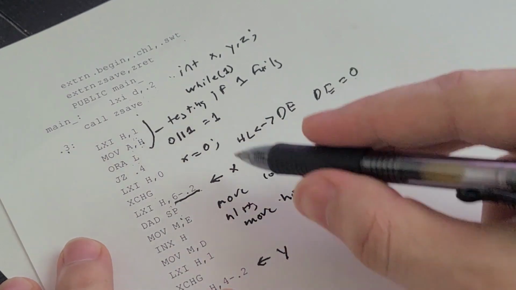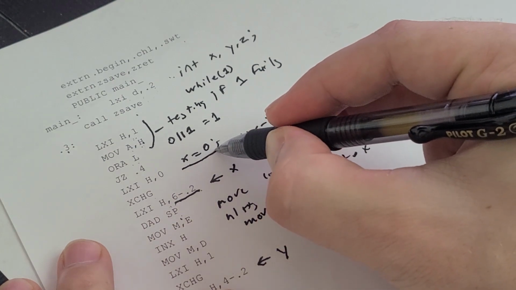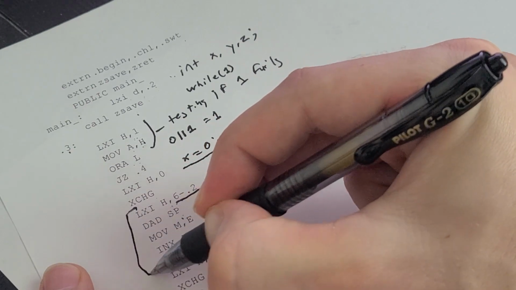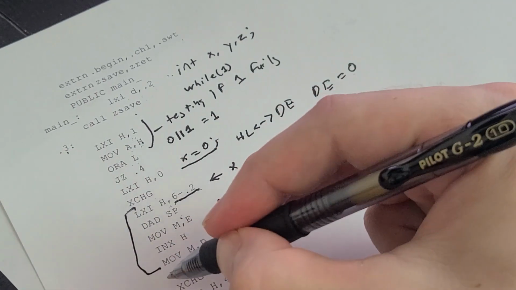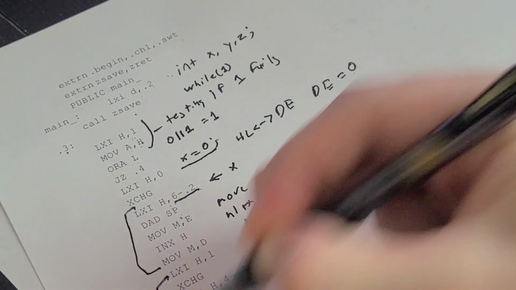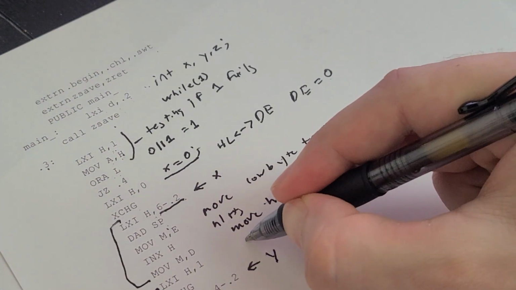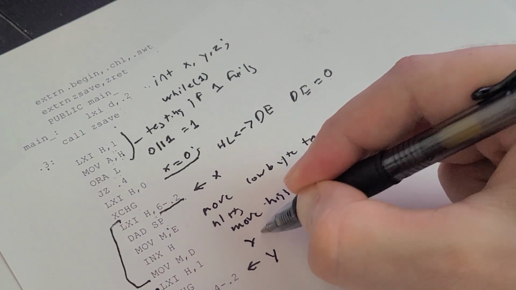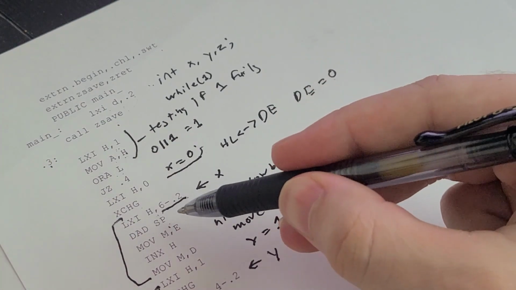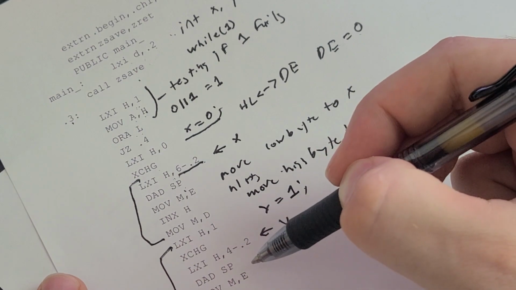That is what this is. X equals 0 is this block. It is this right here. Then, if you look here, there's another block. This is y equals 1. And it does the exact same thing, but with 1 in HL. And it does the same exact loop.